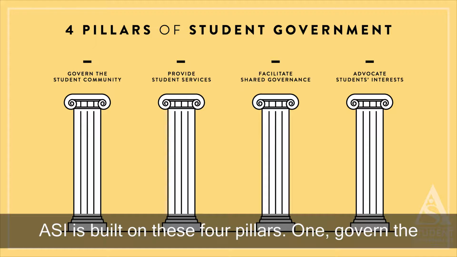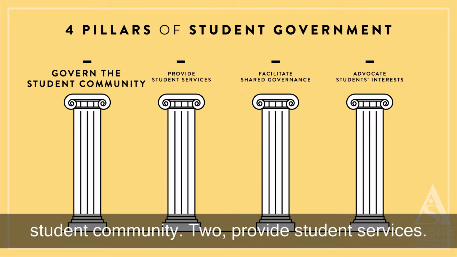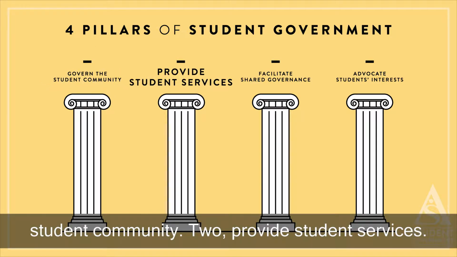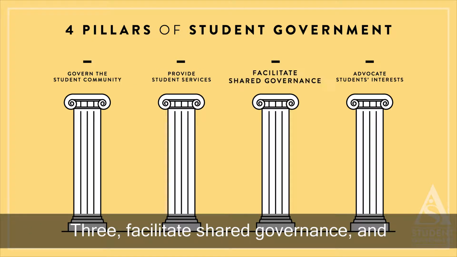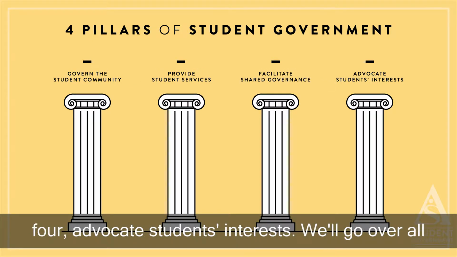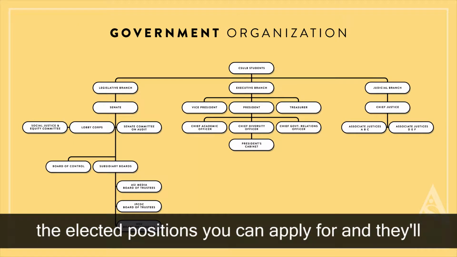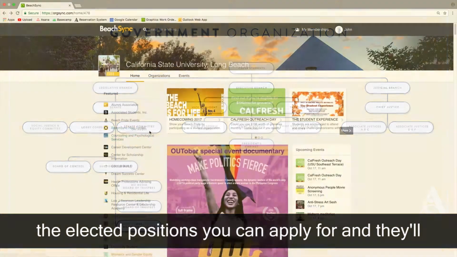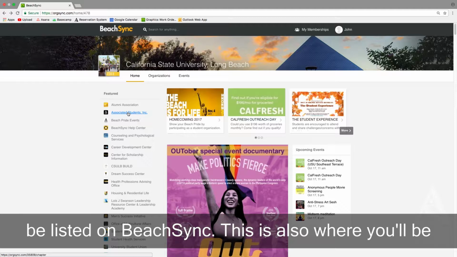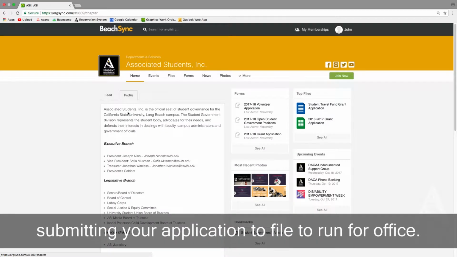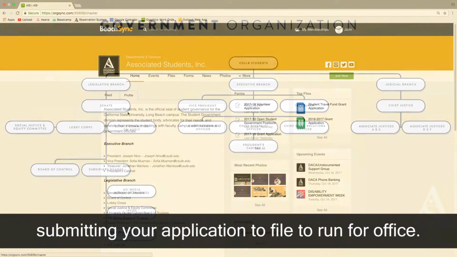ASI is built on these 4 pillars. 1. Govern the student community. 2. Provide student services. 3. Facilitate shared governance, and 4. Advocate students' interests. We'll go over all the elected positions you can apply for, and they'll be listed on BeachSync. This is also where you'll be submitting your application to file to run for office.